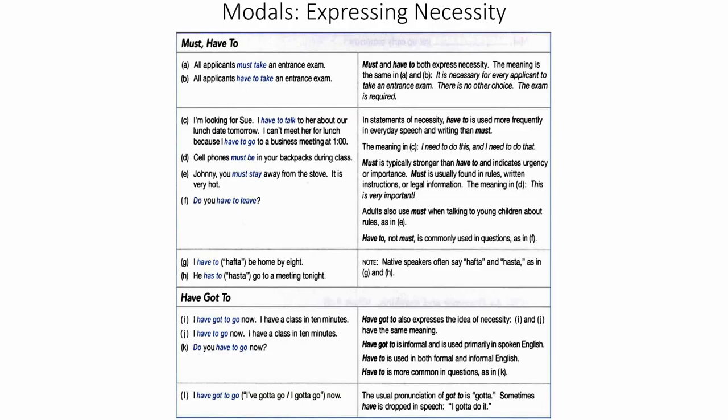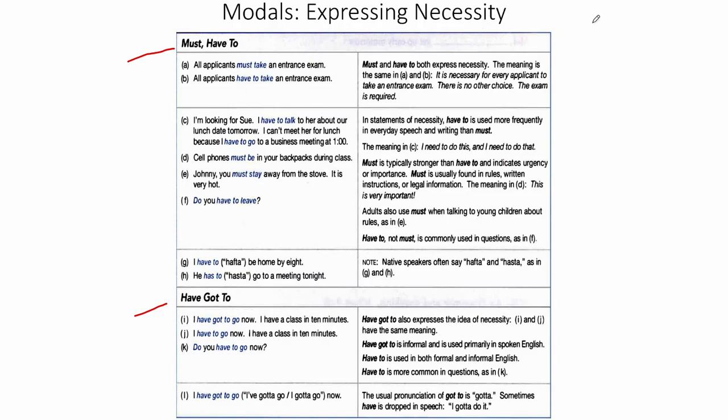Make sure to know the difference between have got to, which shows possession, and have got to, which shows necessity. As you can see in this chart, we have two categories. In the first category we have must and have to, and in the second category we have have got to. So these three modals can be used to express necessity.